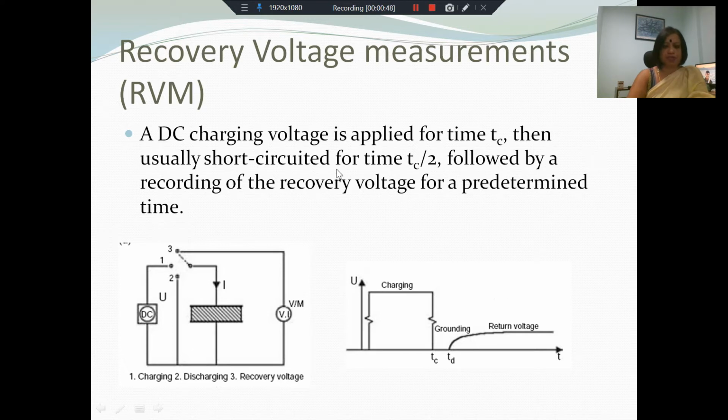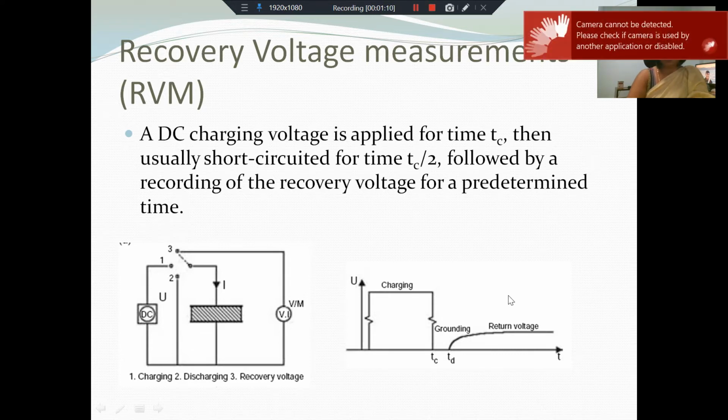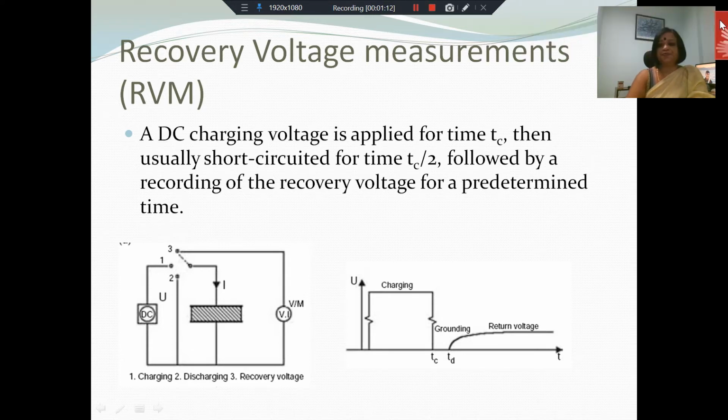Usually we will short circuit for a smaller time, so maybe Tc by 2, and after that we shall record the recovery voltage for a predetermined time. So as we can see, we charge the sample up to Tc, and then we let the sample discharge, and after Tc by 2 time has passed, we measure the return voltage. We measure the recovery voltage, which is also called the return voltage.